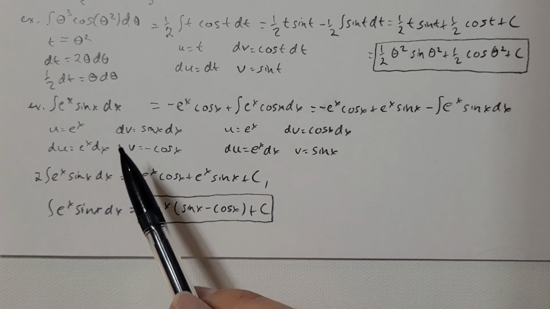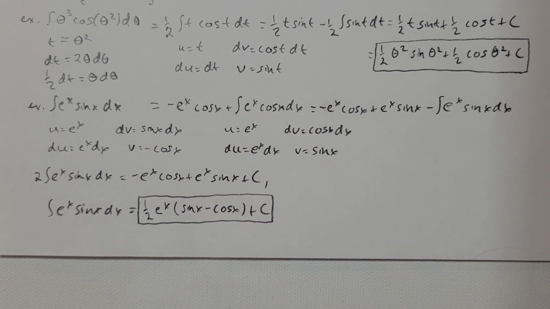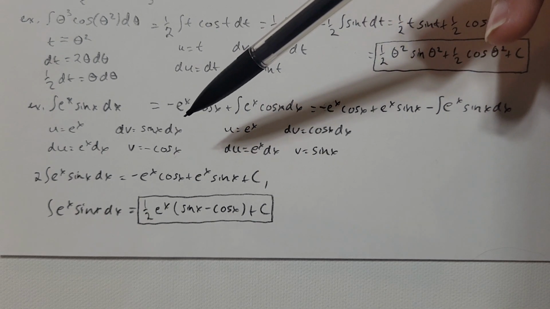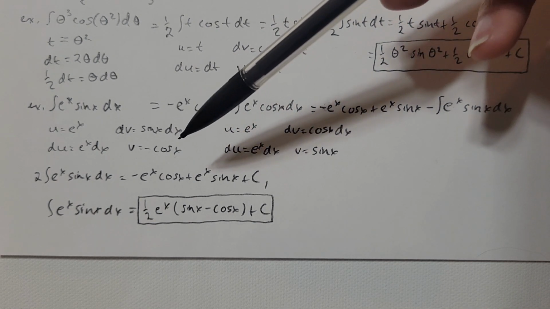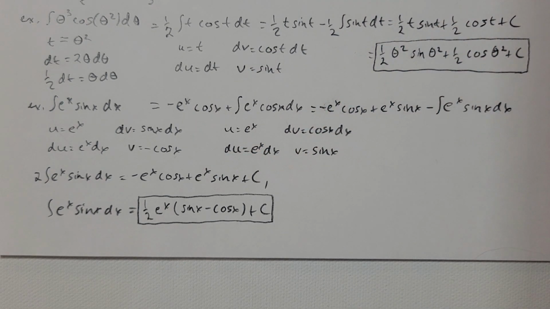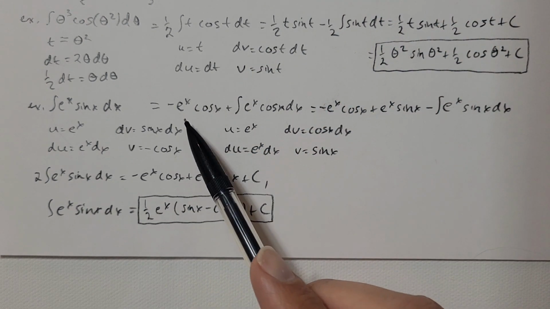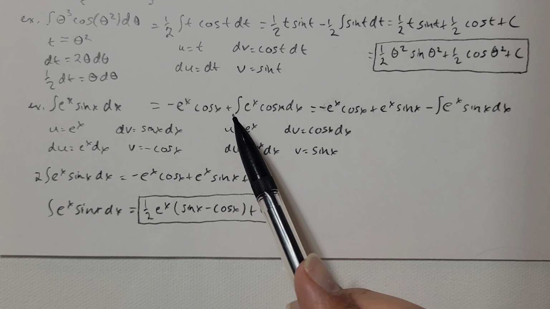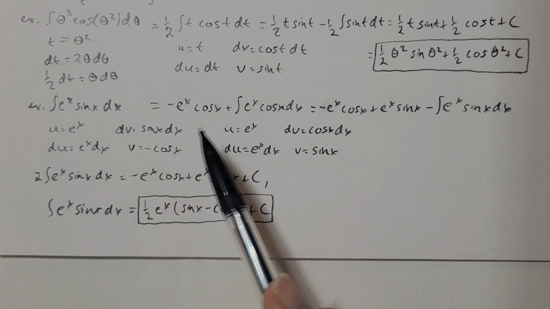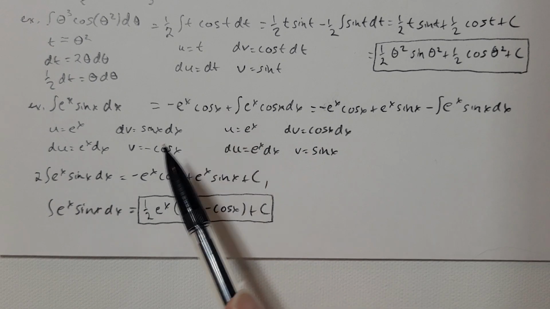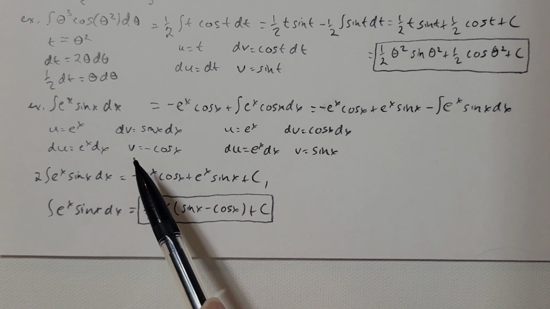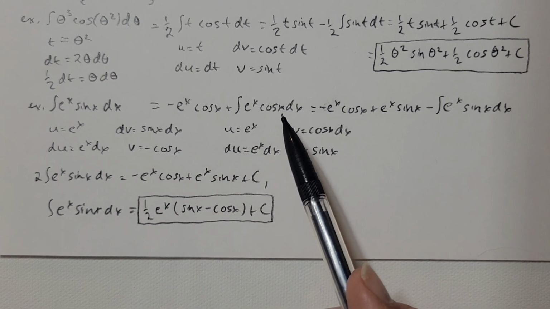So we'll start with this setup here. du would be e to the x dx, and v, the antiderivative of sine x, is negative cosine x. So I've got u times v, that's negative e to the x cosine x, and then minus the integral for v du. Minus a negative means plus, so minus the integral for e to the x cosine x dx.